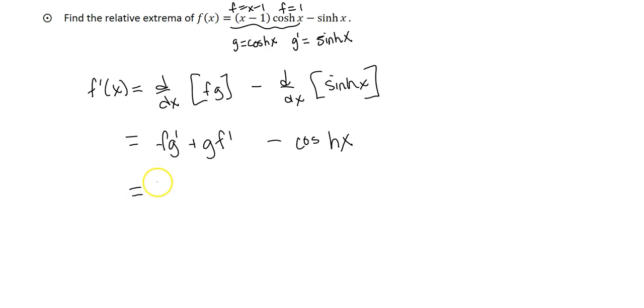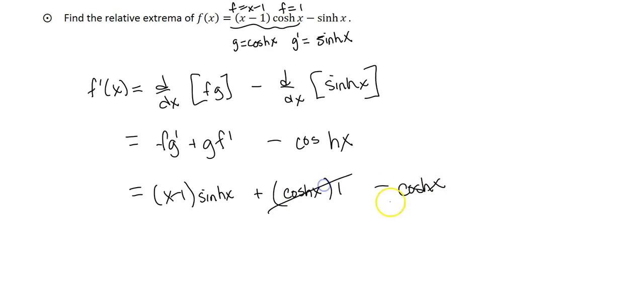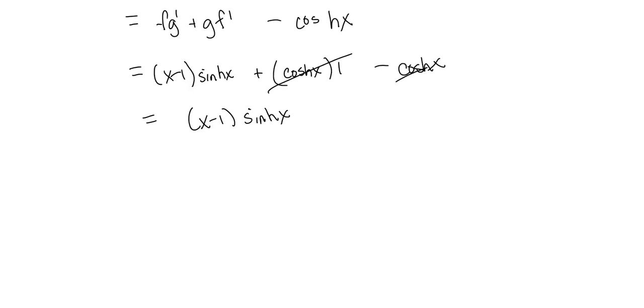So when I go to plug this in, I get x minus 1 times the hyperbolic sine of x plus the hyperbolic cosine of x times 1 minus the hyperbolic cosine of x, and you can see that these do cancel out. So I end up with just x minus 1 times the hyperbolic sine of x. Now remember, I'm trying to find the relative extrema, so I would set each of these equal to 0 to find the critical numbers. So this one gives me x equals 1.